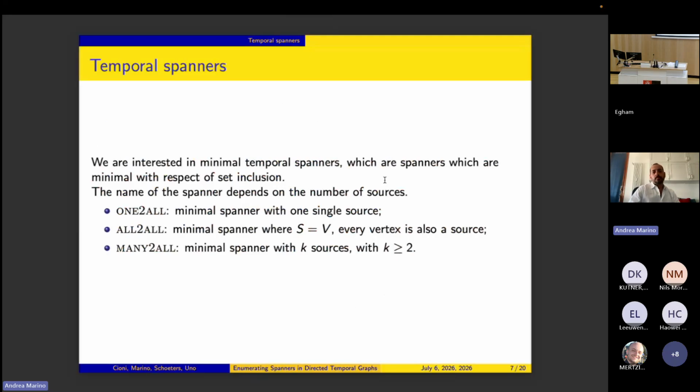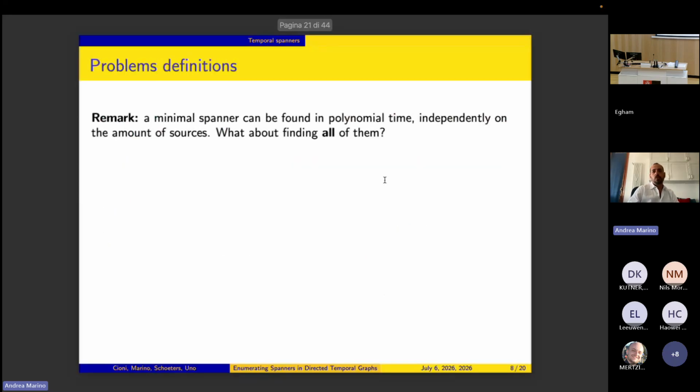So now we investigate several variants, actually three: one to all, where the set of sources is composed of only one vertex; all to all, where the set of sources is the entire set of vertices, so basically you want a subgraph of the temporal graph such that everybody reaches everybody; and many to all, which is the variation where you have a fixed number of sources, k, with k greater or equal than 2.